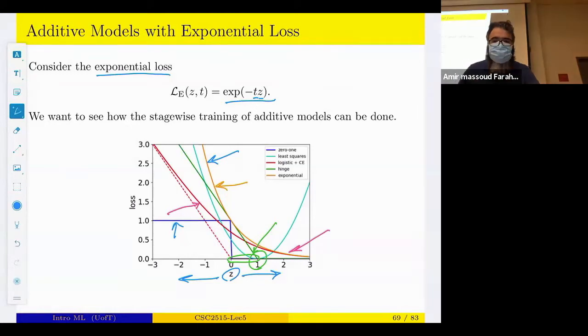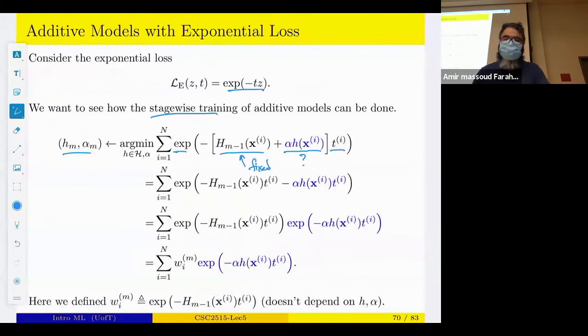There is a question as to why we want to use exponential loss for additive models. Here, I'm just saying that let's choose the exponential loss. I'm introducing a new loss function and saying let's see what happens with it. Later on, we see why I made this choice on this slide. Of course, the connection is to AdaBoost.